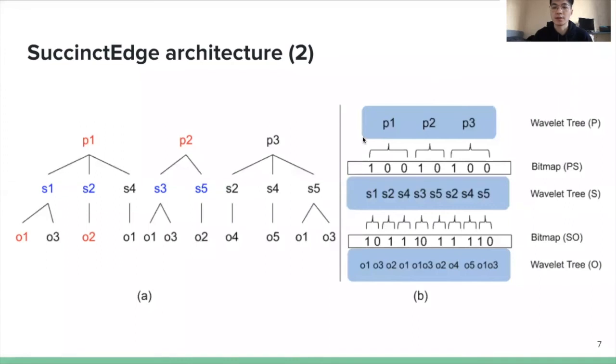This is the inside view of the data structure in the triple store. We have stored the sequences of predicates, subjects, and objects in the form of wavelet trees. Each two layers are connected by a bitmap, which links an element to a subsequence of elements in the next layer.